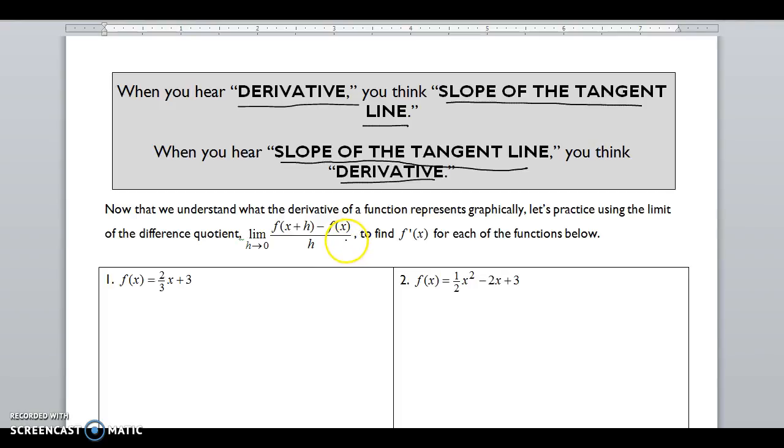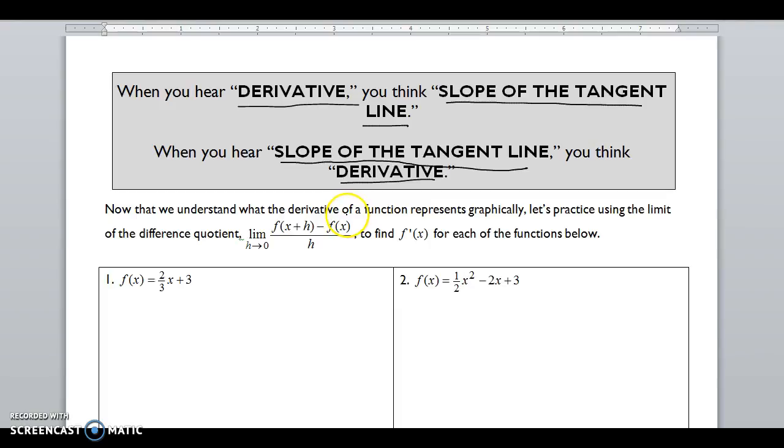So when you hear derivative, what do you think of? You think of slope of the tangent line. When you hear slope of the tangent line, what do you think of? You think of derivative. They mean the same thing for calculus.